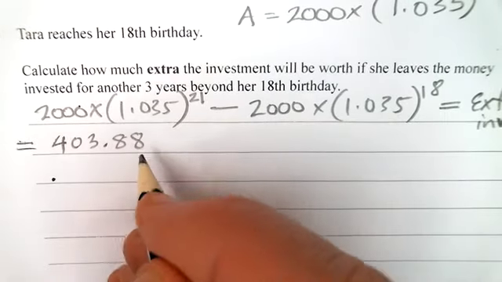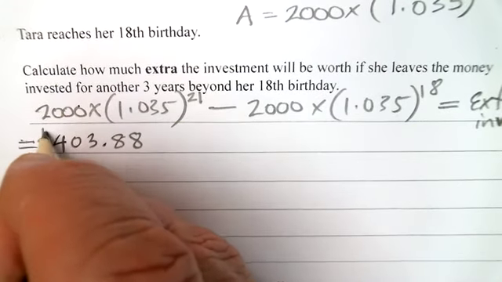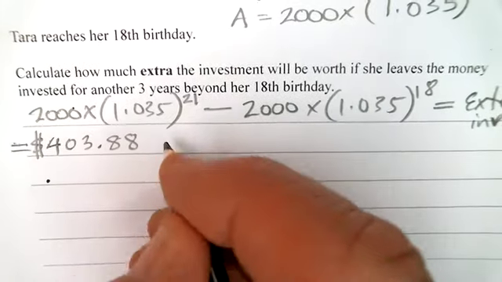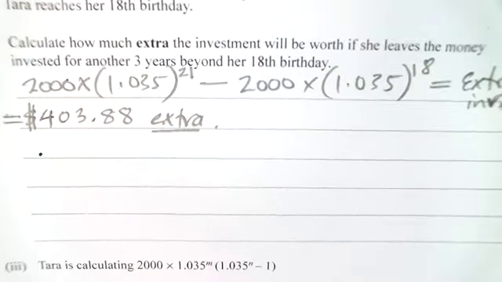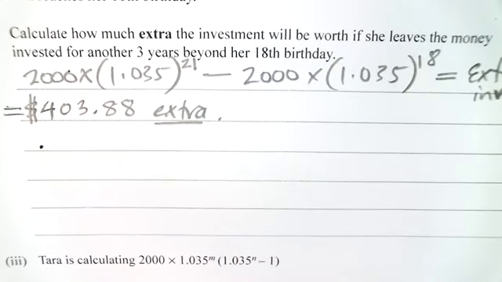4.0388. Now it has to be 2 decimal places because it's dollars and cents, and it has to have a dollar sign. So leave space for that at the start there. And we're going to write $403.88 extra. That just gives a little bit of context to show that we understand that's the consequence of leaving the money in there for that extra time. Hopefully that makes sense.